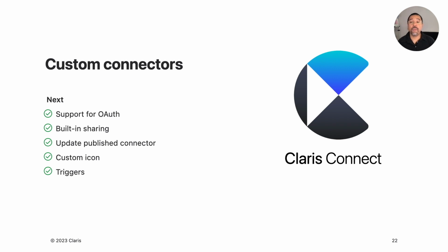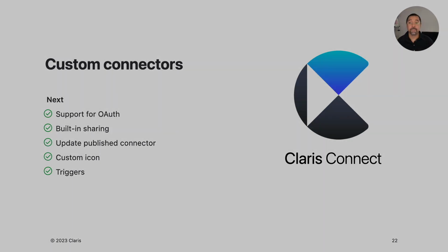I want to give you also the ability to make changes to a connector that has already been published and maybe already being used inside of flows. Also want to give you the ability to customize even further your connectors by adding your own icon and the power to leverage webhooks from third-party APIs to create your own triggers.